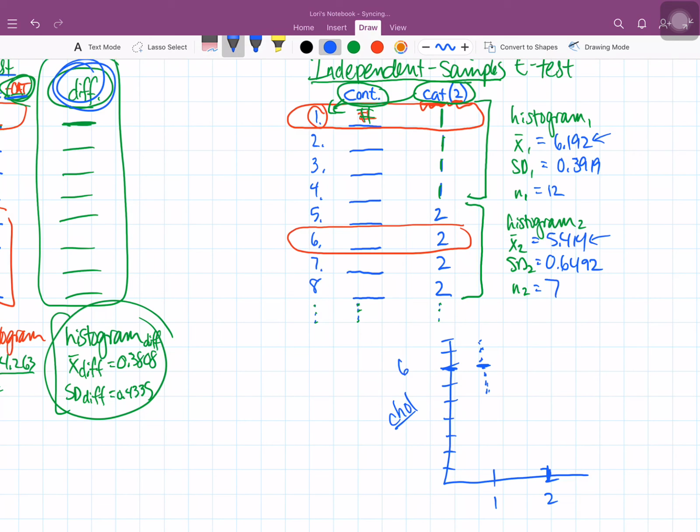Let's call this 6.192, and then the mean for group 2 maybe was closer to here, and that is 5.414, and it's also probably kind of spread out. These are the little data points for each person. If you were to look at this from the side, and I'm going to draw this and then take it away, you would see that this is probably kind of like a little normal curve that gets superimposed on that dot diagram. So let's go ahead and take those two things back out. But that's sort of what you can imagine.